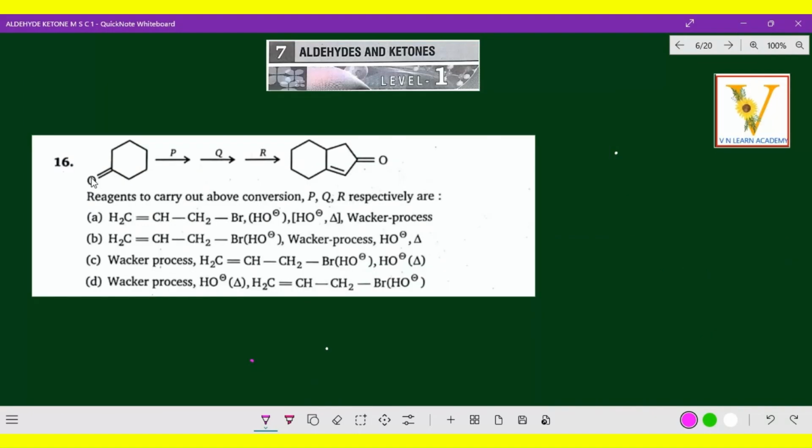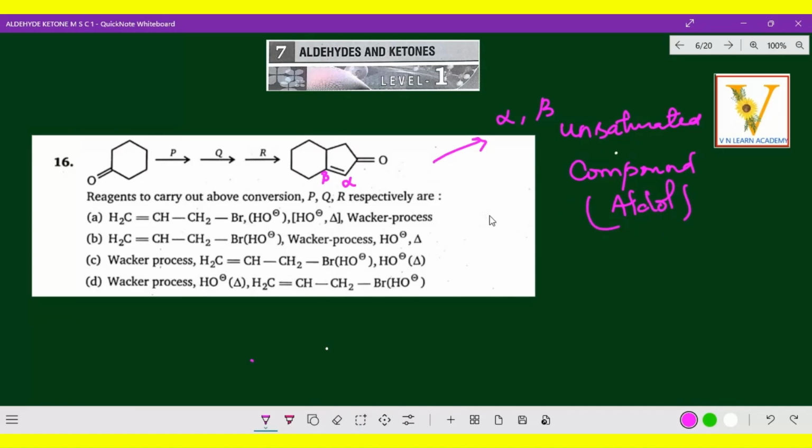In the question, as we observe, this is a keto group. We are getting the products P, Q, R, and finally we receive an alpha beta unsaturated compound. How do we get it? This is alpha and beta. So this C double bond, this is alpha and this is beta, an alpha beta unsaturated compound, right? So this is an aldol compound, right? Can we observe it in that way? Now, which is the reagent to carry out this conversion, P, Q, R?